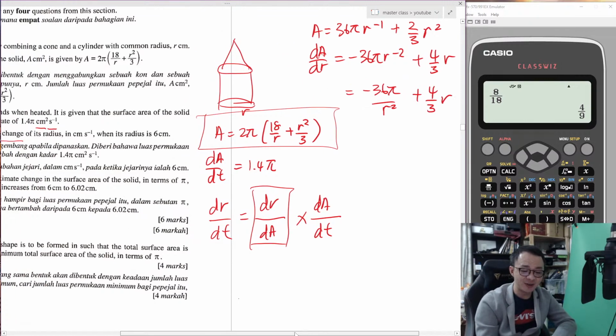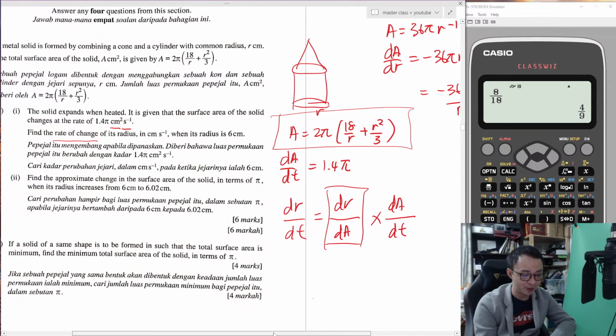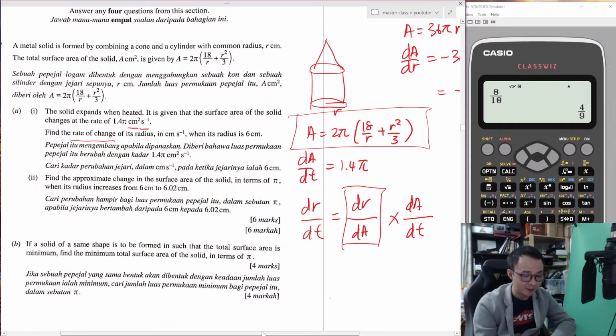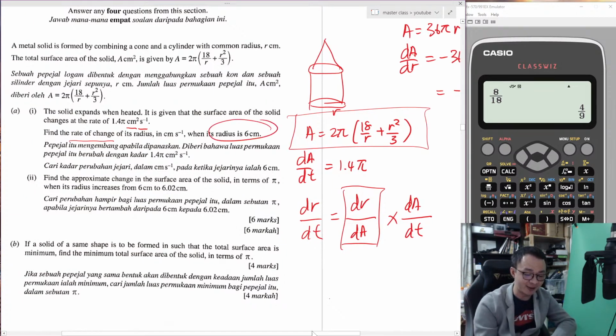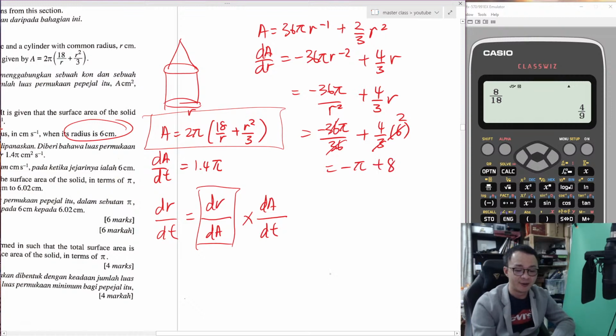Alright, before I find dr dA by flipping it over, I want to sub in my value into here. Does the question tell me my radius? Yes, that tells me when my radius equals 6. I will just plug in the 6 first. Negative 36 pi over 36 plus 4 over 3 times 6. So I simplify, this is 2. This here is negative pi plus 8. Alright, so you can type in a calculator if you want. If not, you can just do like this.